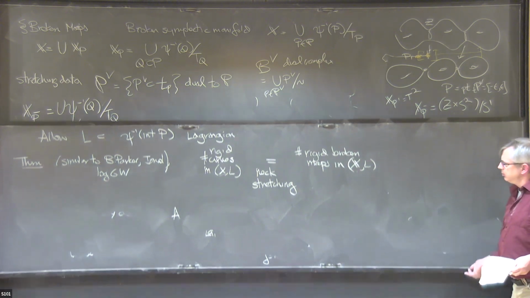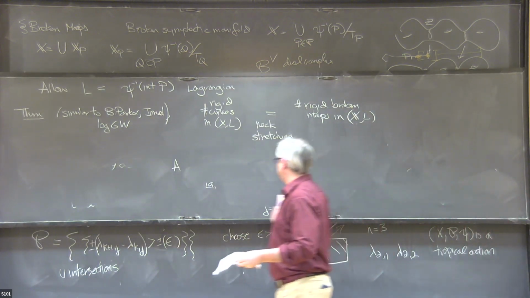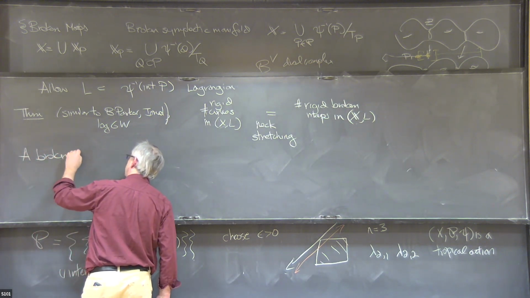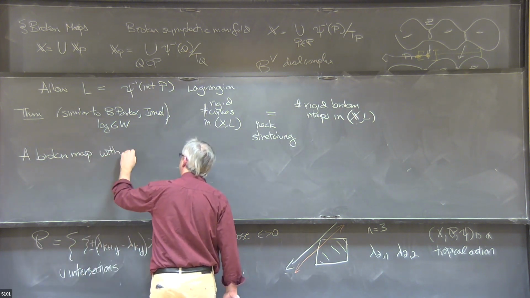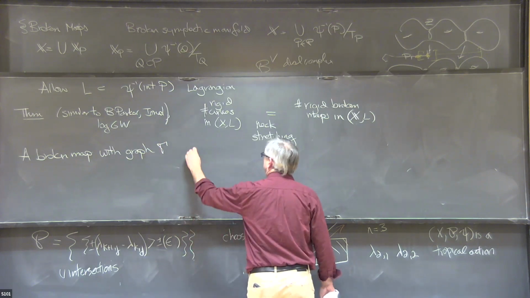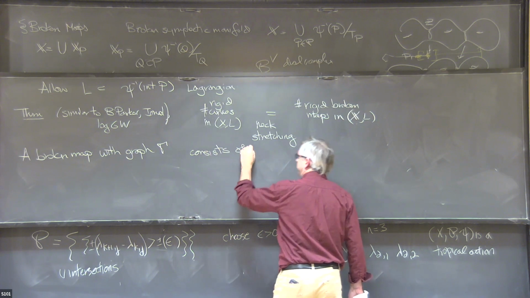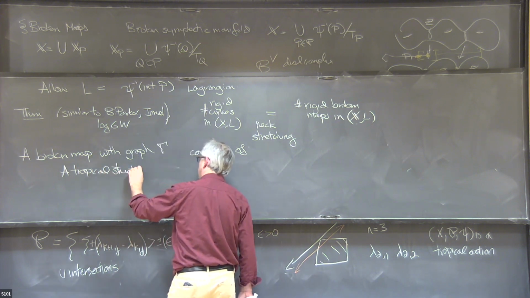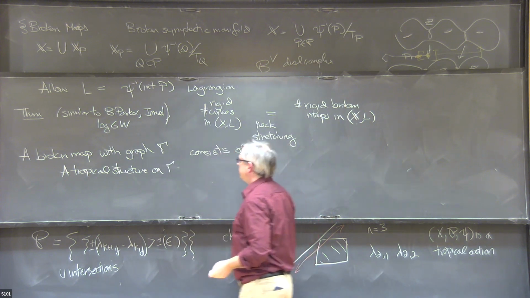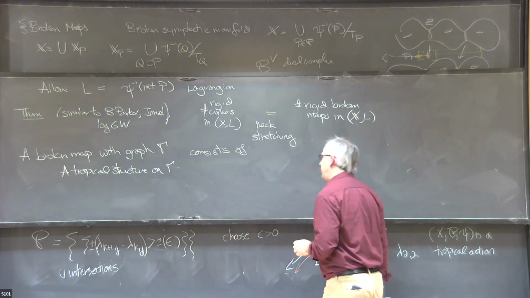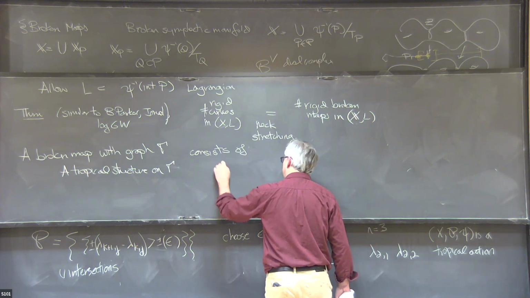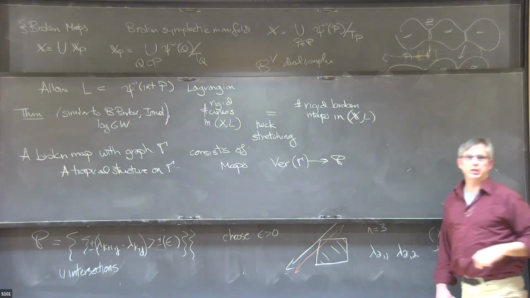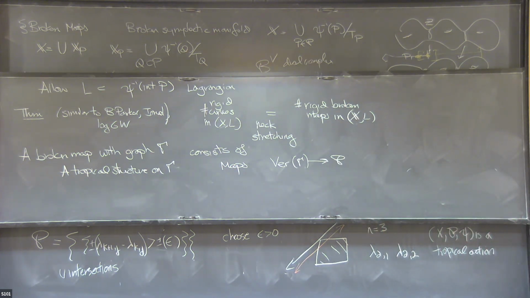So what's a broken map? A broken map with graph gamma consists of two things: a tropical structure on gamma. And so what is a tropical structure? Well, it means that for each vertex, I pick some region of the manifold that I want the corresponding curve to go in.